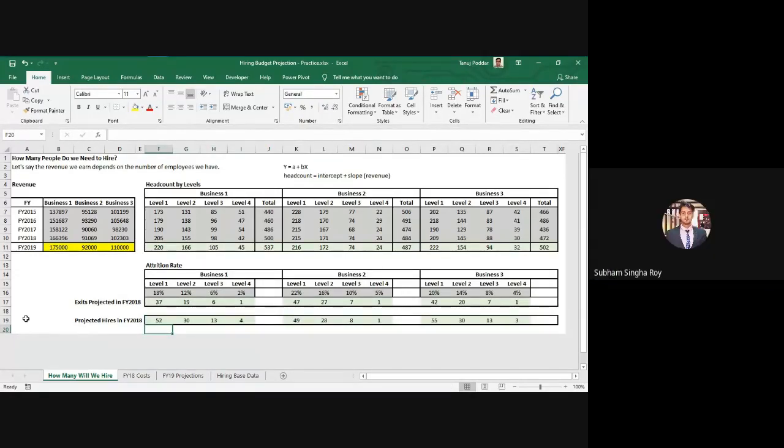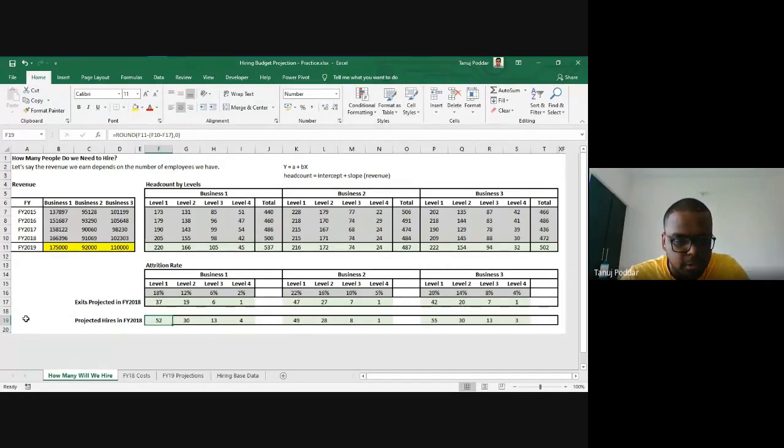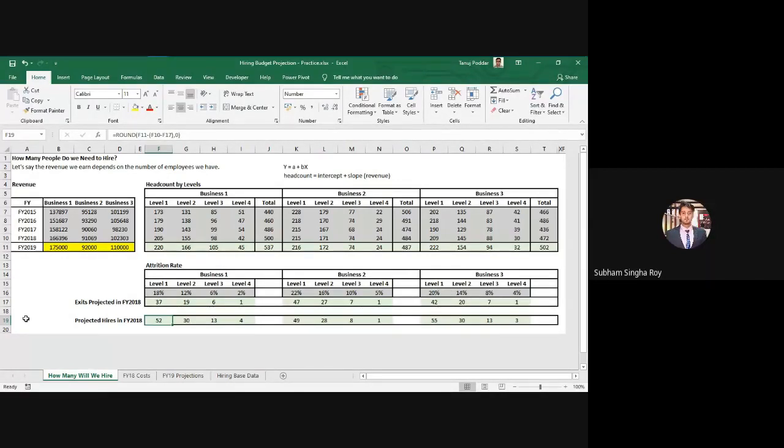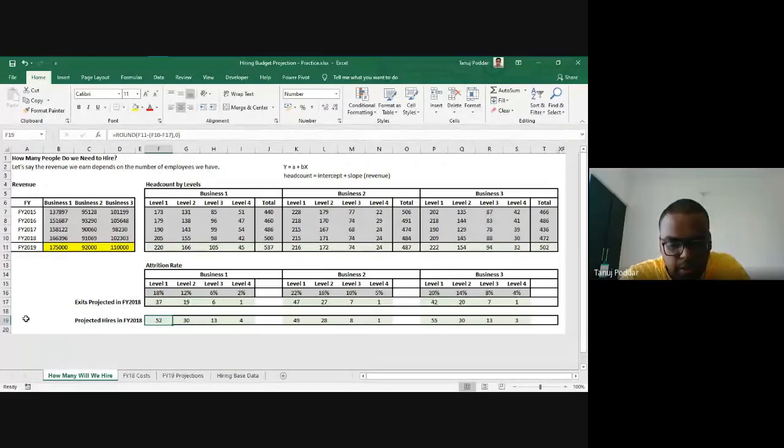Yes, sir, just one thing, sir. Can you in short repeat this last part, like how you found out the projected hires? Just that. Okay, how we went about doing the calculations, the logic behind it. Sorry, your voice was a little low. Yes, sir. You want to know about the projected hires calculation?